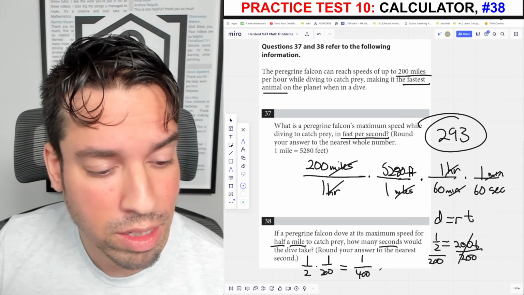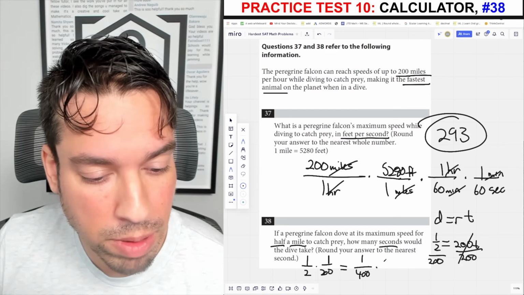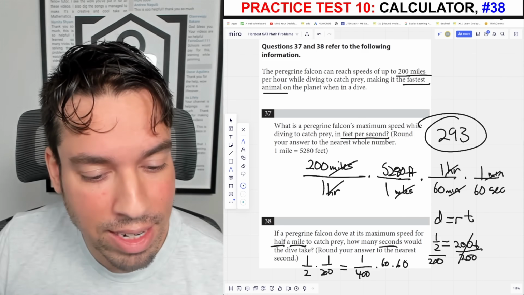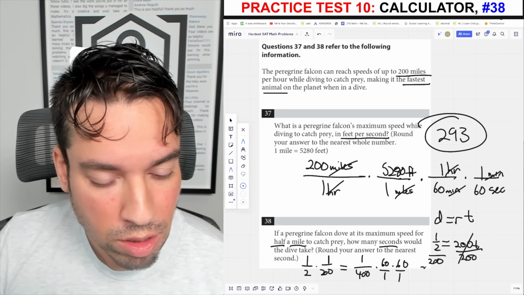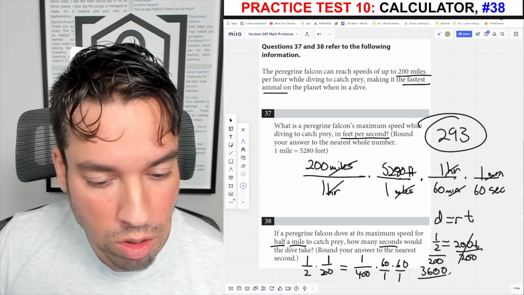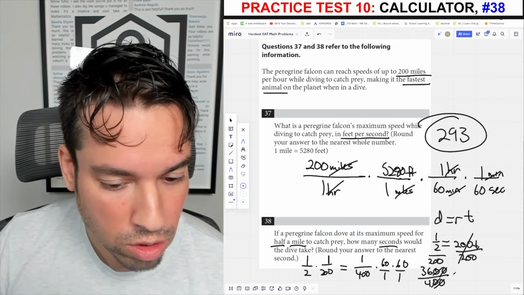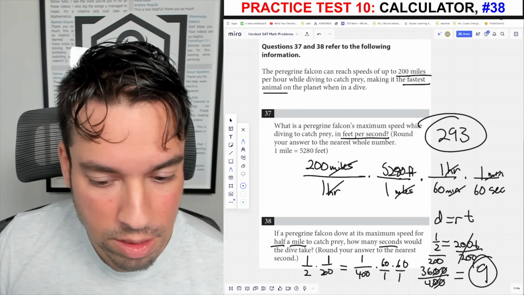Now I want to convert this to seconds. So if I were to convert hours to minutes, of course, I'd multiply it by 60. And then if I want to convert it to seconds, I'd multiply it again times 60. And we'll put it over 1 over 1. This now becomes 3,600 over 400. Cancel, cancel. 36 over 4, which gives me an answer of 9 seconds.